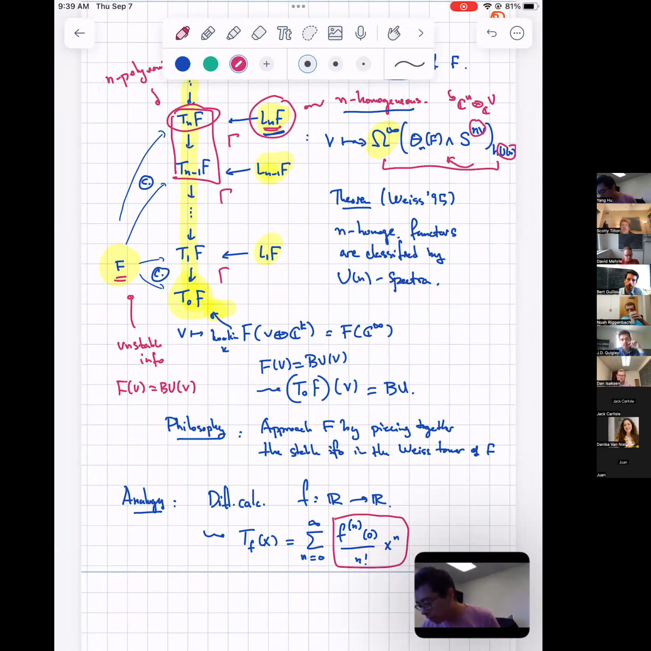Now, if we look at this nth homogeneous piece, the analogy here is with the nth homogeneous piece in the Weiss tower. So this derivative here is analogous to this classifying spectrum, which we call the nth Weiss derivative of the function f. And taking x to the n is sort of like taking this S^nV construction here. And finally, doing homotopy orbits is kind of a symmetrization, which is kind of dividing by n factorial.